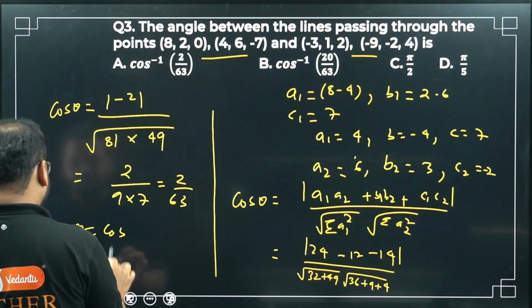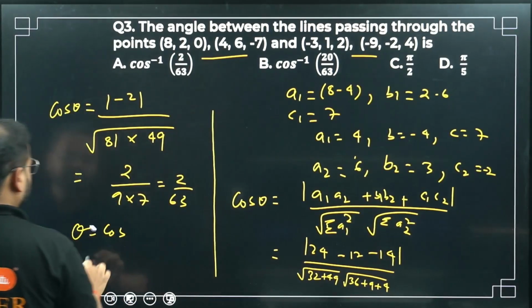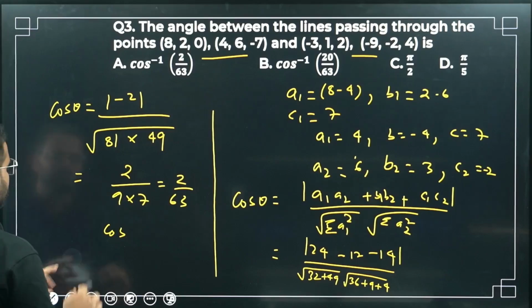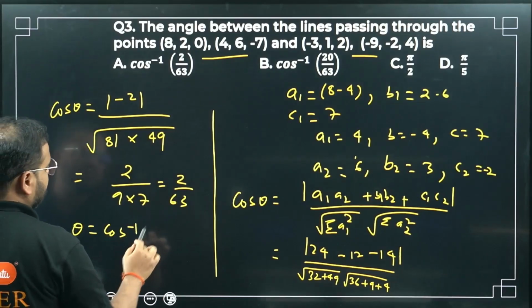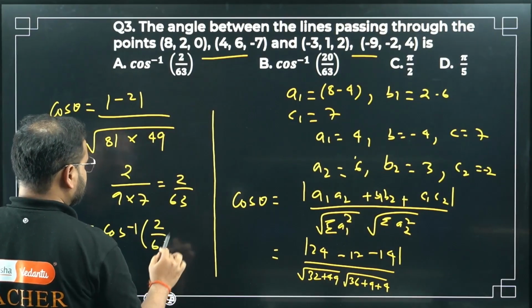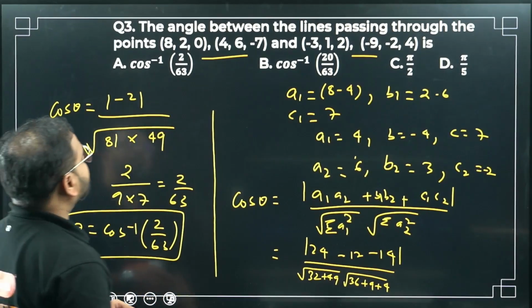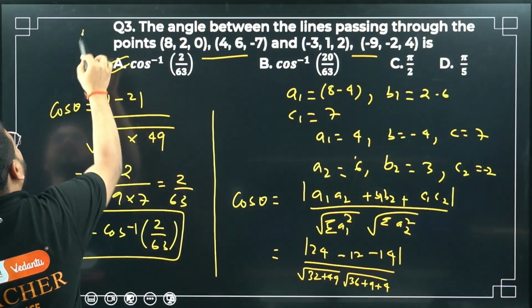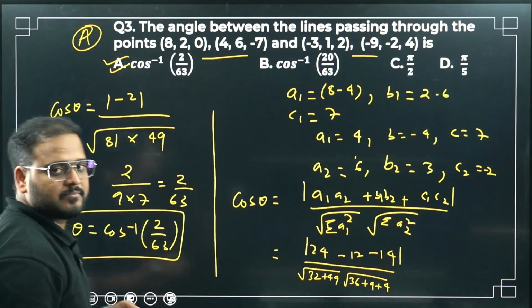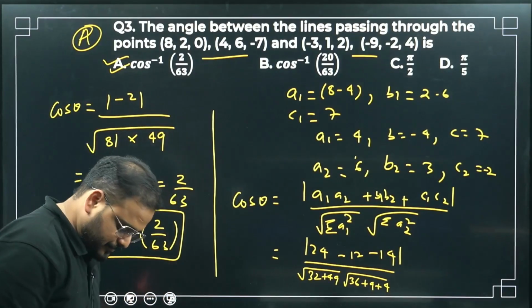Theta is going to be cos inverse of, have a look, so from here I can write theta equals to cos inverse of 2 upon 63. So option number A is the correct answer for question number 3. Clear, right? Please have a look.